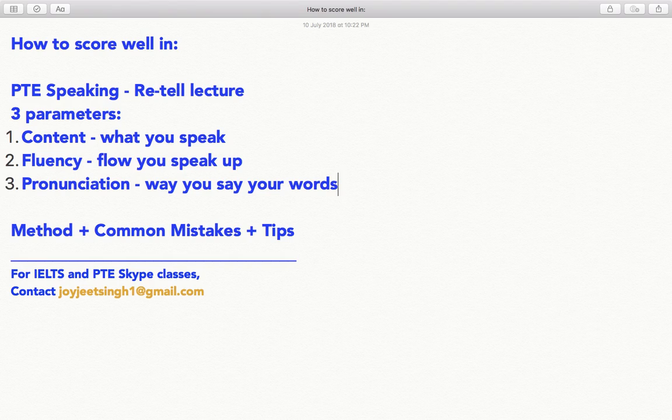Now in Retell Lecture, guys, what happens is a lecture is played. While the lecture is being played, you can take notes, and after it ends, you get 10 seconds to prepare your answer. What you have to do is summarize the content of the lecture within 40 seconds, and in Retell Lecture you will be getting 5 marks for content, up to 5 marks in fluency, and up to 5 marks in pronunciation.